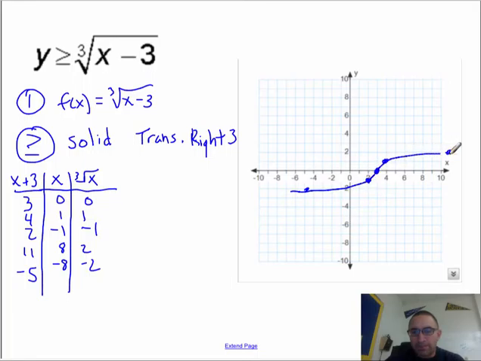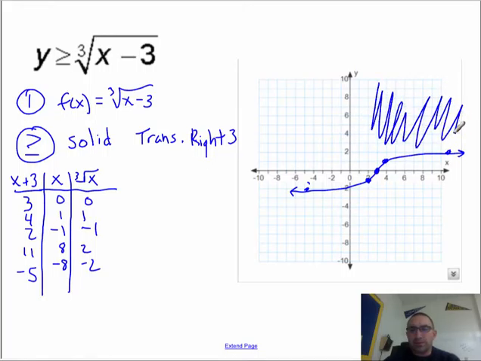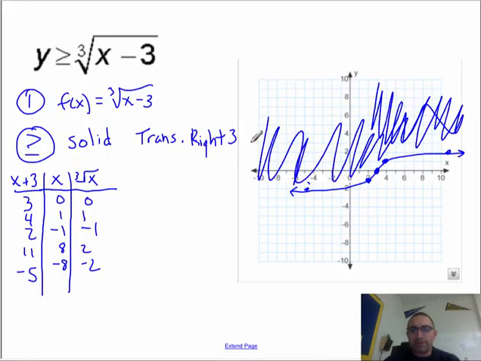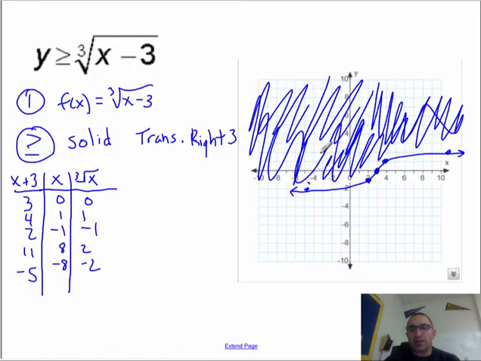Solid line graph. Okay, it's greater than, so I'm going to shade above, and I can keep this shading going because I can have numbers, and this keeps right on going in both directions. There you go. Excellent.